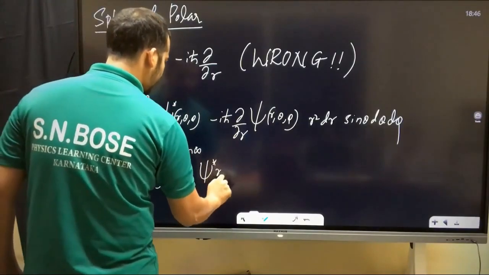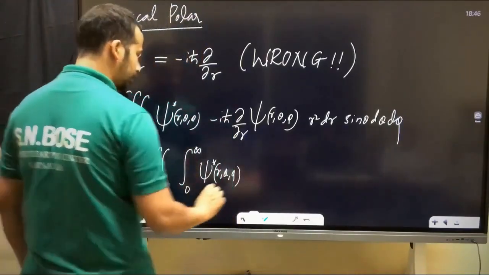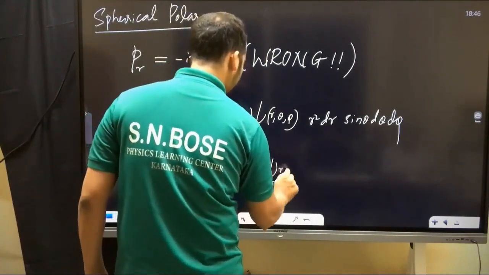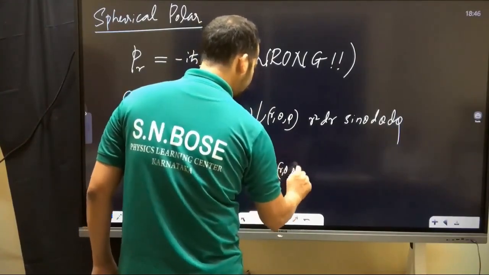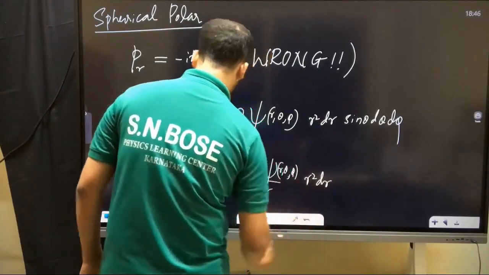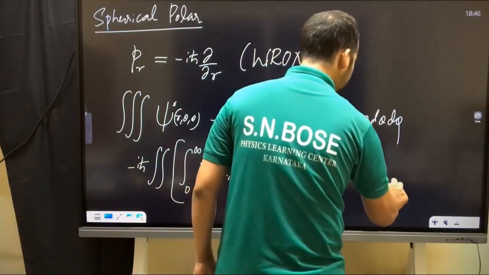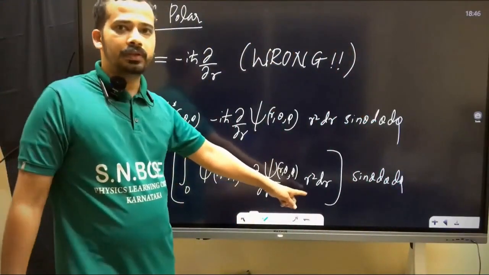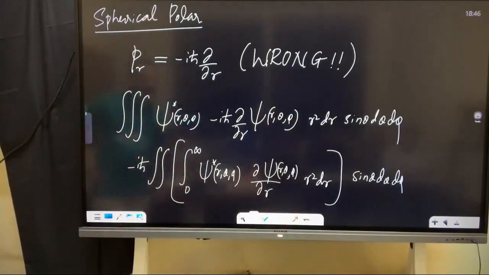So psi star of r theta phi, minus i h bar I will take outside, dou psi by dou r of r theta phi, r square dr, am I right? You do this one, sine theta d theta d phi. Are you getting it fine? So now again, it gives some issue. How do you do integration by parts? That itself is a headache.